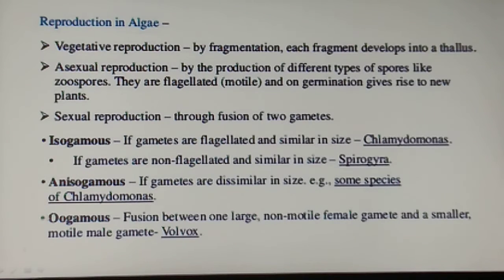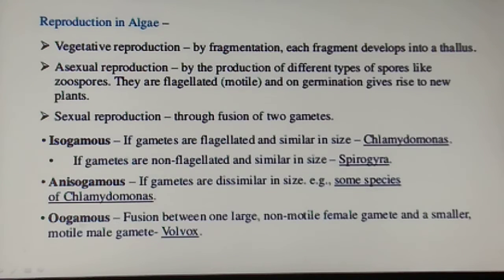Now students, in isogametes, if gametes are non-flagellated, it means they cannot move, but they are similar in size. The example is Spirogyra. You must have studied fragmentation in Spirogyra in your class 10. Talking about anisogamous, if gametes are dissimilar in size, this means they are not similar. The male gamete is different from the female. The example is some species of Chlamydomonas.